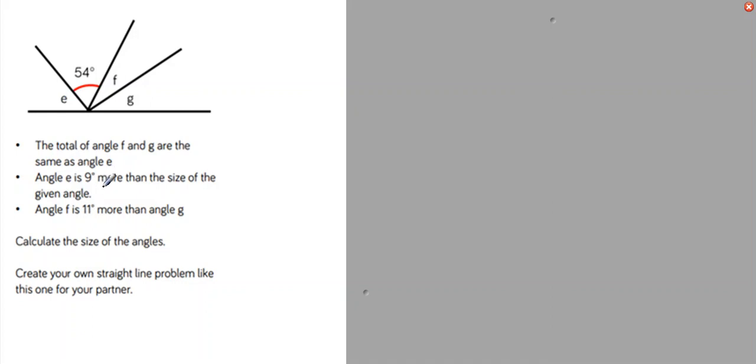Angle E is 9 degrees more than the size of the angle given. Okay, so E is 9 degrees more than 54 degrees. Angle F is 11 degrees more than angle G. So this one's slightly more than angle G. Calculate the size of the angles. Pause the video now and have a go. Make sure you follow the advice and the instructions given.